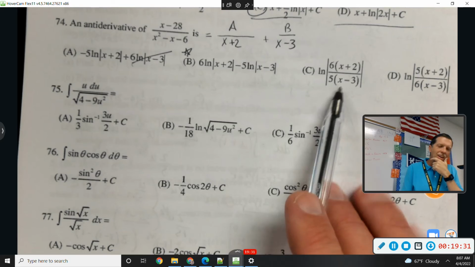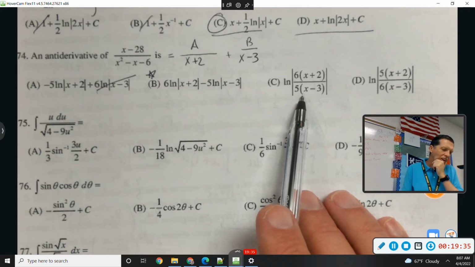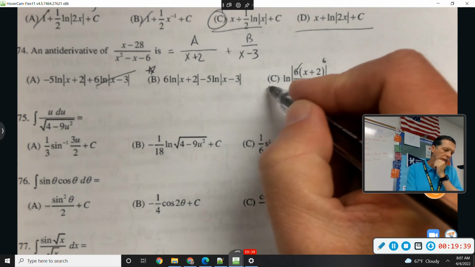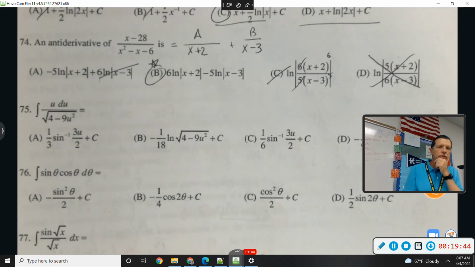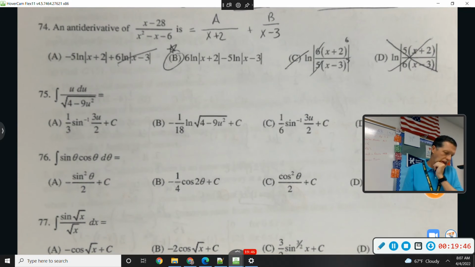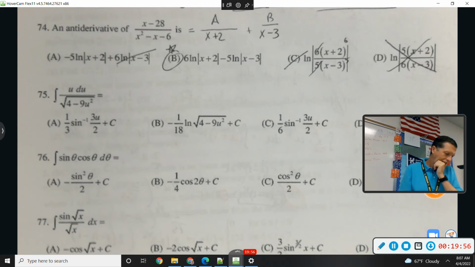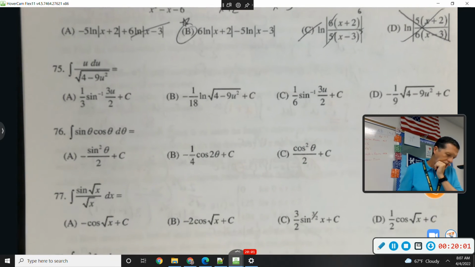Yeah, see, they try to use a property, but you can't stick the 6 and the 5 in there. If the 6 was a power and the 5 was a power, then maybe we could talk about C being an answer. And D's out. I see lots of U substitution in your future.